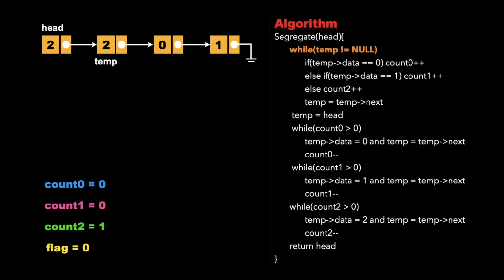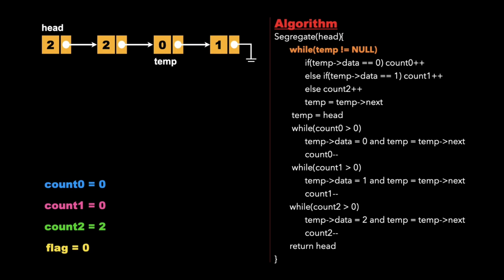Again, we check whether temp is not equal to null, which is true. So we check whether temp of data is 0, which it is not. It is not 1 either, but it is 2. Therefore, we update the value of count2 as count2 plus plus. So the value of count2 will be 2 and we update temp as temp of next. Now temp points to the third node in the linked list.